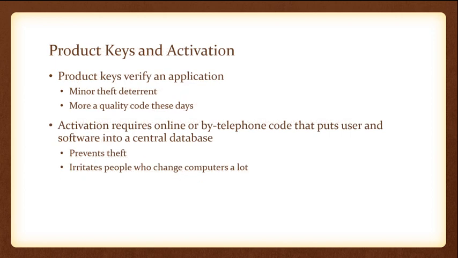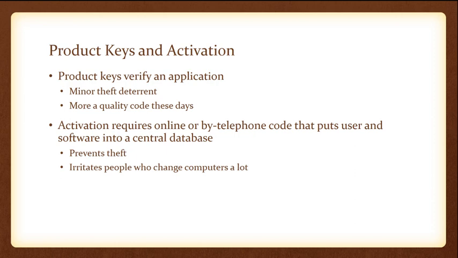And finally, the last thing we're going to talk about is product keys and activation. Once you purchase or you download a piece of software, it's going to want both of these, product key and activation. Product keys verify that the application will work. It's a minor theft deterrent, and it's more of just a quality code these days. It's not used as much, but it's a unique string of letters or numbers that identifies your copy of the app. It typically prevents people from sharing their copy with others.